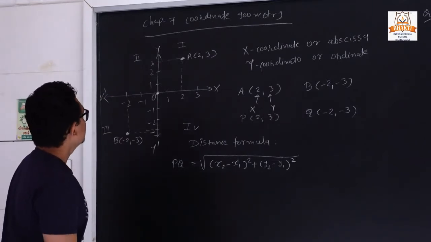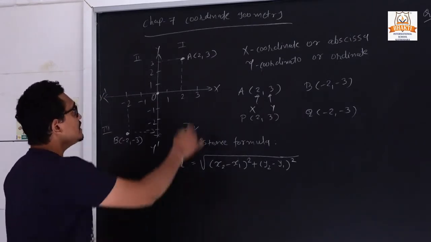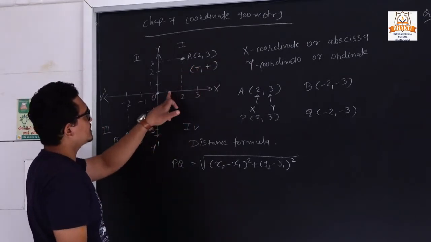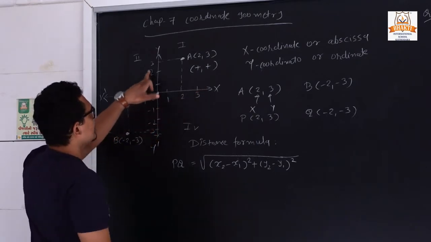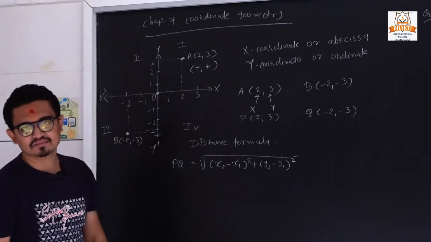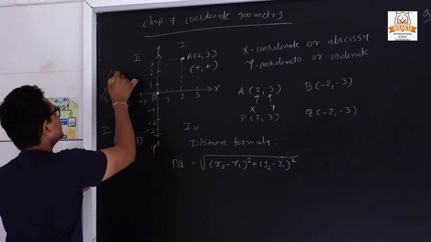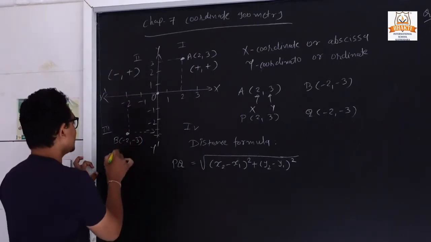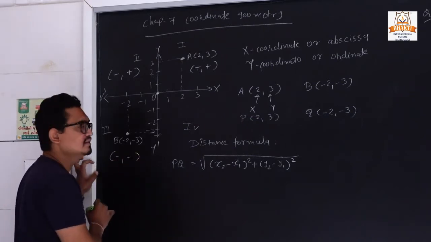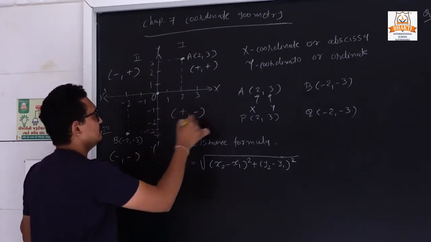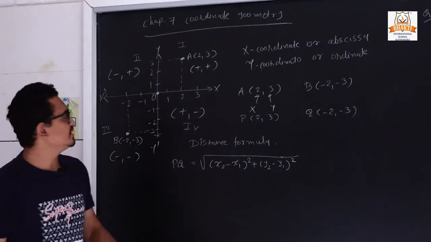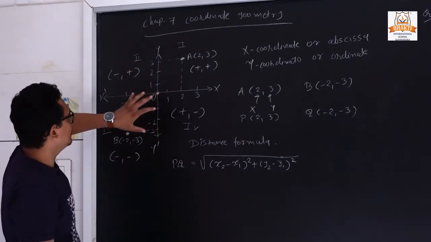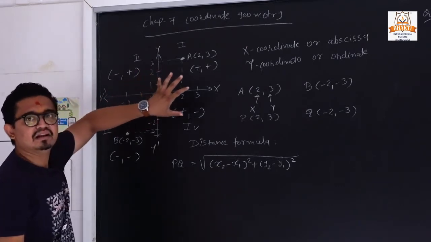Here both coordinates are positive, because the x coordinate has a positive value as well as the y coordinate. Similarly, here x is minus and y is plus, and in the third quadrant both are minus, and in the fourth quadrant x is plus and the y coordinate value is minus. So we will learn all of these things.